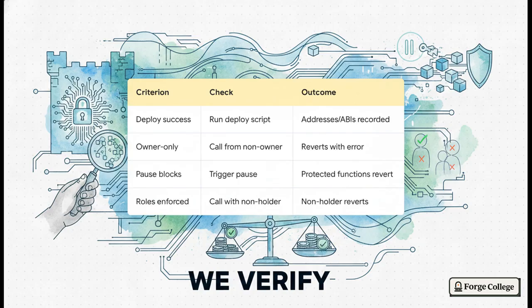To do this, we don't just click buttons manually. We use automated testing libraries like Chai and Mocha within our Hardhat environment. These tools programmatically simulate the network, impersonate different accounts, and mathematically assert that every single function behaves exactly as designed before real money ever touches the code.